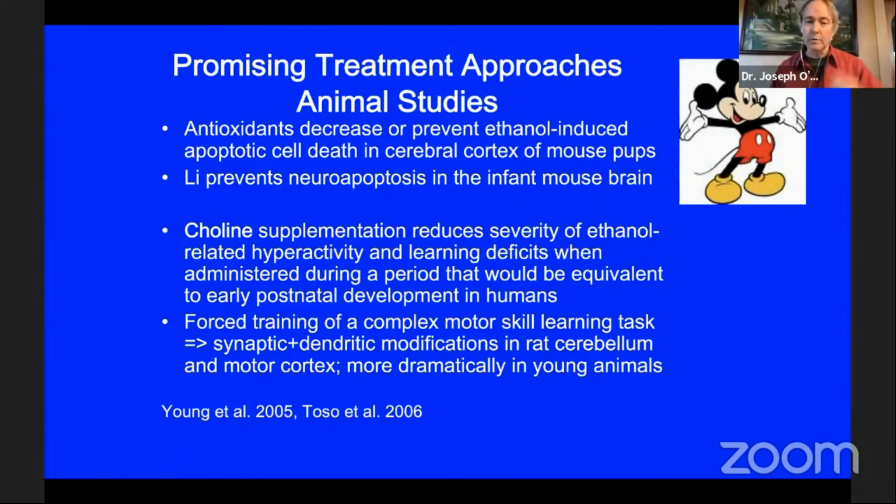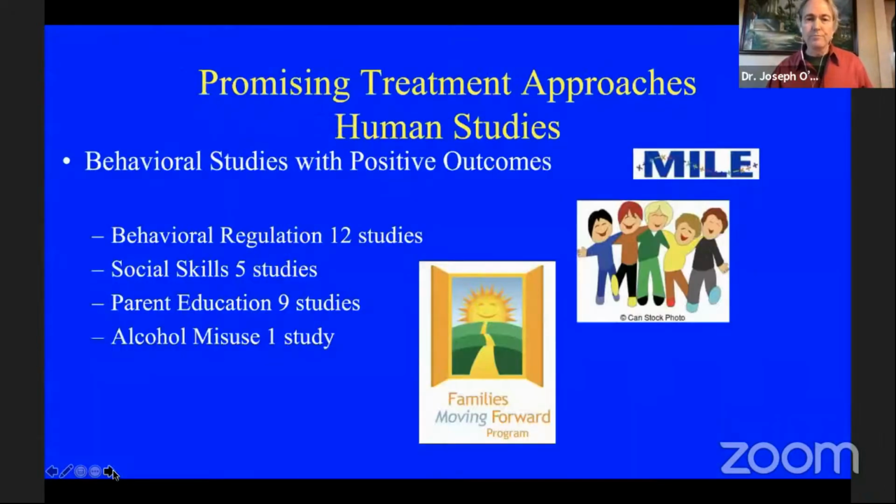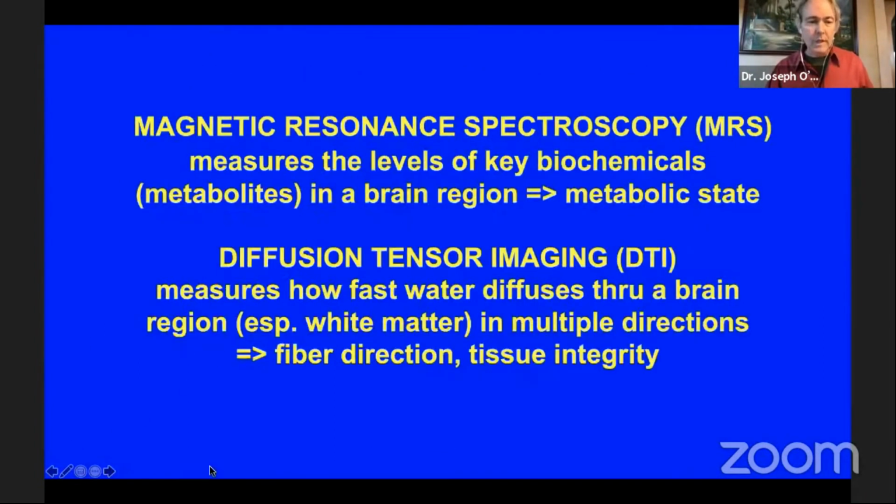And later we'll see there are also human trials ongoing the past few years. And finally, forced training of a complex motor skill learning task can induce synaptic and dendritic modifications in the cerebellum and motor cortex of exposed young animals. And even more promising are the behavioral studies that have positive outcomes: 12 behavioral regulation studies, 5 social skills studies, 9 parent education studies, and 1 alcohol misuse study. Some of these studies, social skills and alcohol misuse, are being done right here at UCLA.